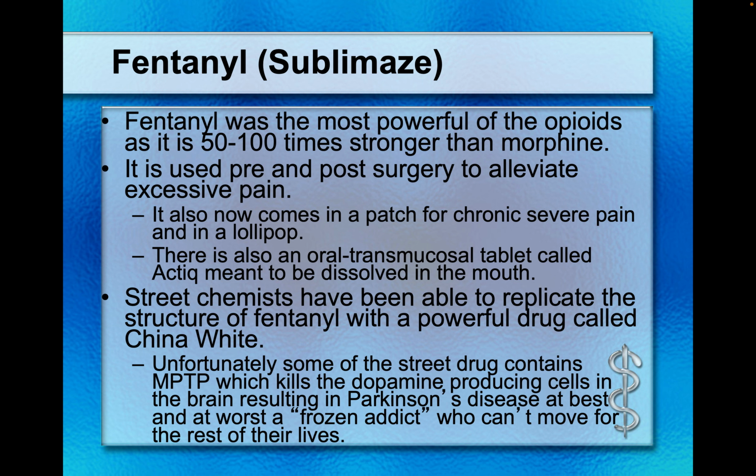Fentanyl, also known as Sublimaze, was the most powerful of the opioids as it is 50 to 100 times stronger than morphine. It is used pre and post surgery to alleviate excessive pain. It also now comes in a patch for chronic severe pain and in a lollipop. There is also an oral transmucosal tablet called Actiq, meant to be dissolved in the mouth. Street chemists have been able to replicate the structure of fentanyl with a powerful drug called China White.